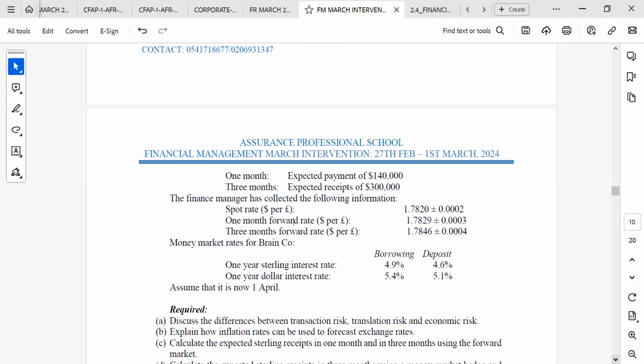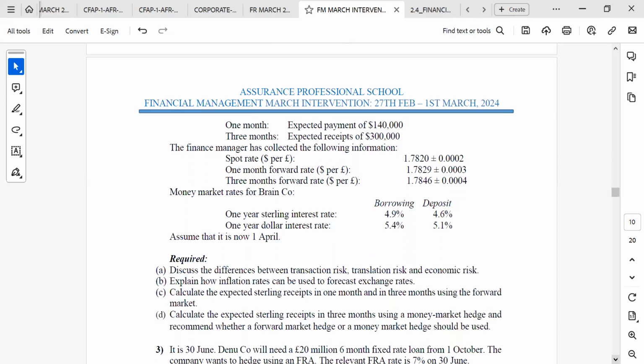Required: A. Discuss the difference between transaction risk, translation risk, and economic risk. B. Explain how inflation rates can be used to forecast exchange rates. C. Calculate the expected sterling receipts in 1 month and in 3 months using the forward market. D. Calculate the expected sterling receipts in 3 months using the money market hedge and recommend whether a forward market hedge or money market hedge should be used. Okay. Done.